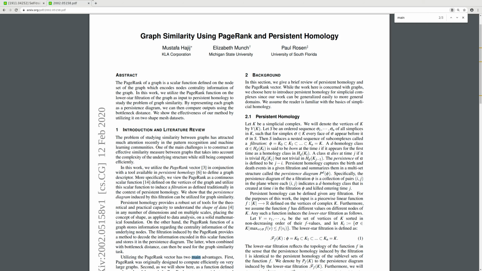Abstract. The PageRank of a graph is a scalar function defined on the node set of the graph, which encodes node centrality information of the graph. In this work, we utilize the PageRank function on the lower star filtration of the graph as an input to persistent homology to study the problem of graph similarity. By representing each graph as a persistence diagram, we then compare outputs using the bottleneck distance. We show the effectiveness of our method by utilizing it on two shape mesh datasets.